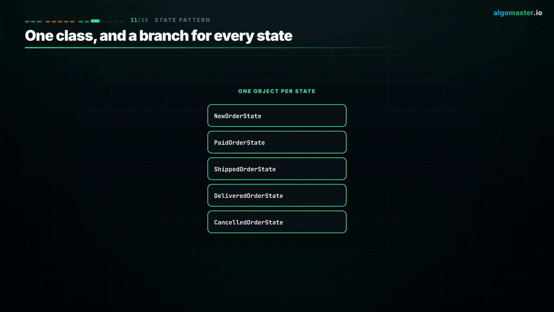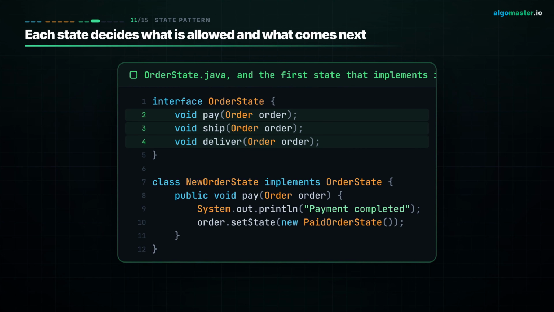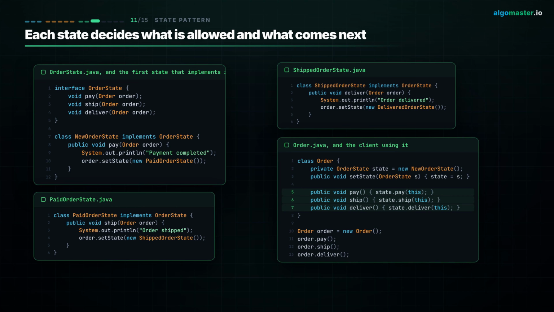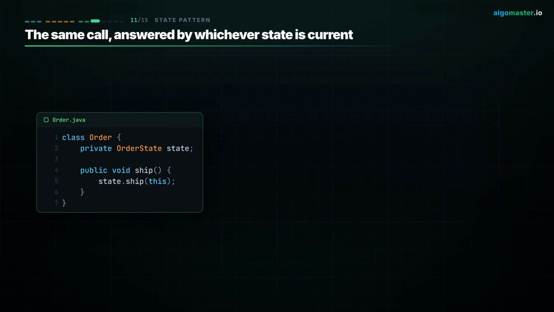Instead of representing the state using a string or enum alone, we represent each state as a separate object. We begin with a common interface for order state. Each concrete state defines which operations are valid and what should happen next. The order class now delegates its behavior to the current state object. The client can use the order without writing any state-specific conditions. Behind the scenes, the same method call behaves differently depending on the current state object.